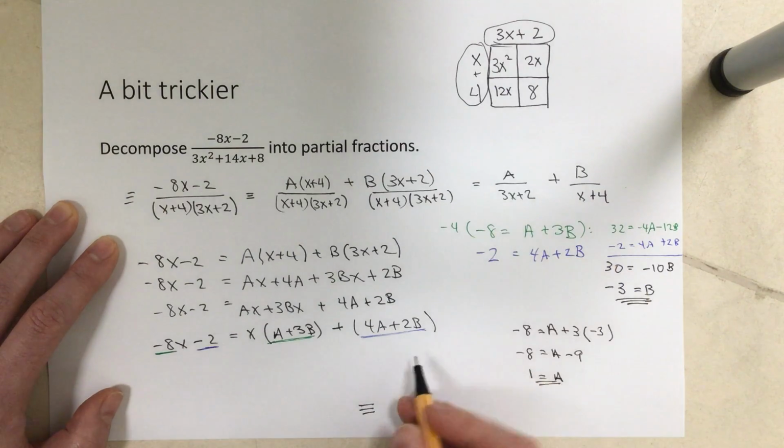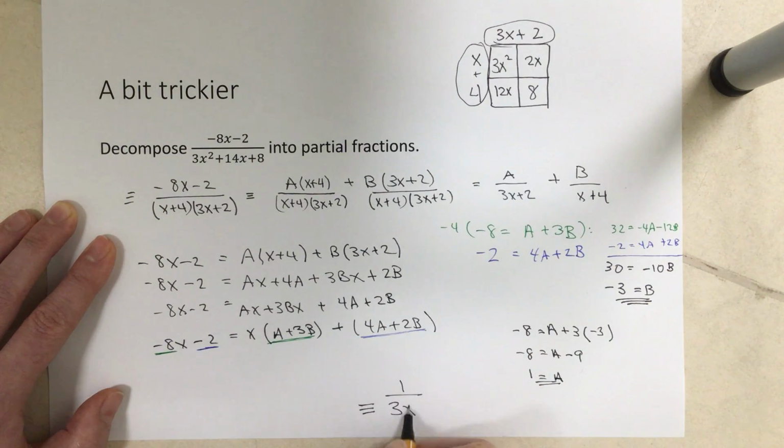When I substitute in the values, 1 over 3x plus 2, and I'm going to put the minus in front so that we don't have plus a negative number, x plus 4. And that would be our final decomposed fraction.